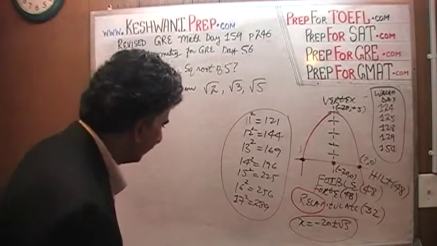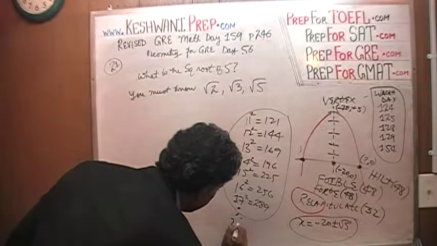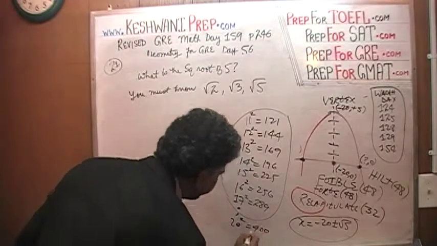18 and 19, don't worry about it. You should know your 20 squared. 20 squared is 400.